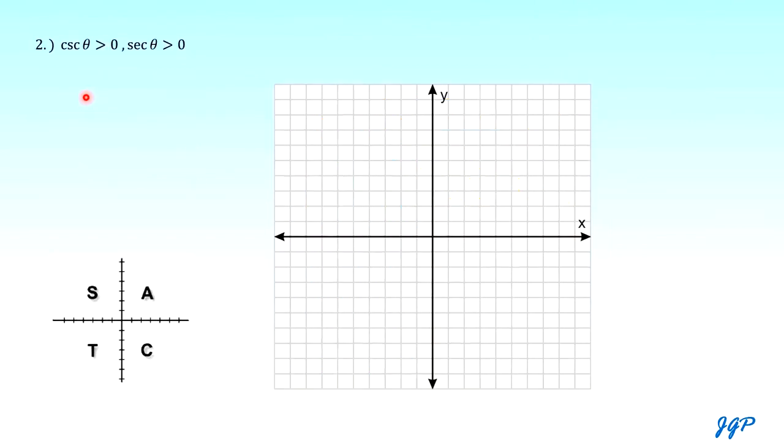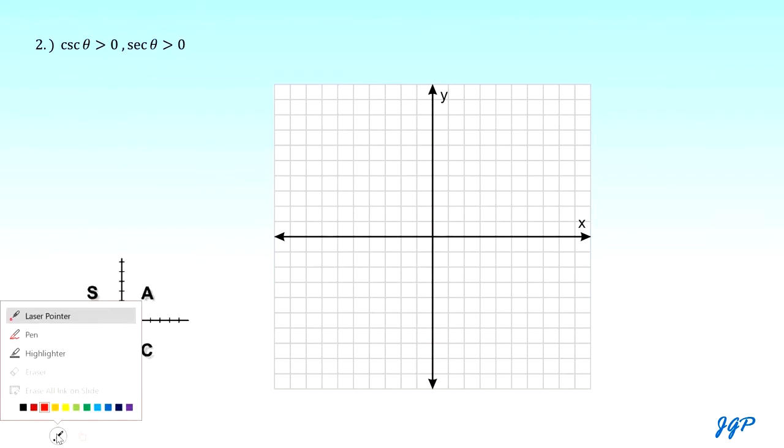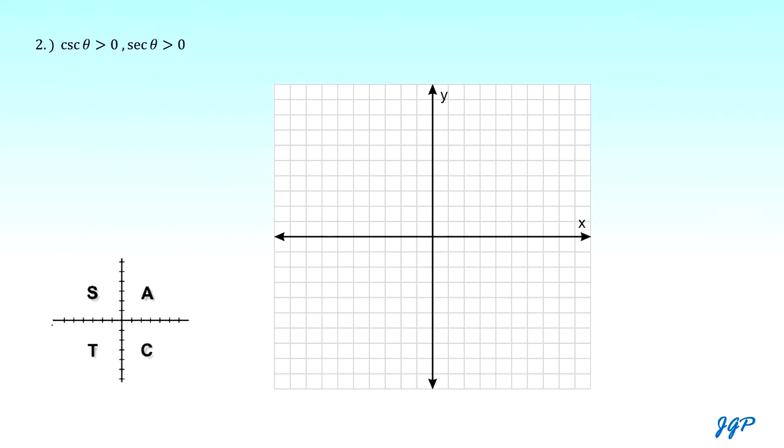Okay, so let's have example number 2. We have cosecant theta is greater than 0 and secant theta is greater than 0. You need to determine in which quadrant theta lies. So, let's start with cosecant theta. We have greater than 0. So, what is the sign of that? Since that is greater than 0, meaning your cosecant is positive. And your secant theta is greater than 0, meaning the secant theta is positive also.